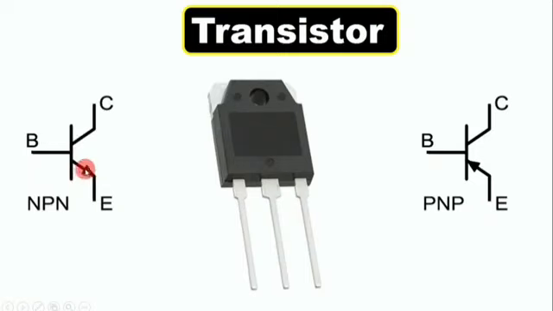You can see this arrow here. The direction of the arrow is outwards. From this line, if the direction of the arrow is outwards, then this will be our NPN transistor. And if this arrow is inwards, then this will be our PNP transistor.